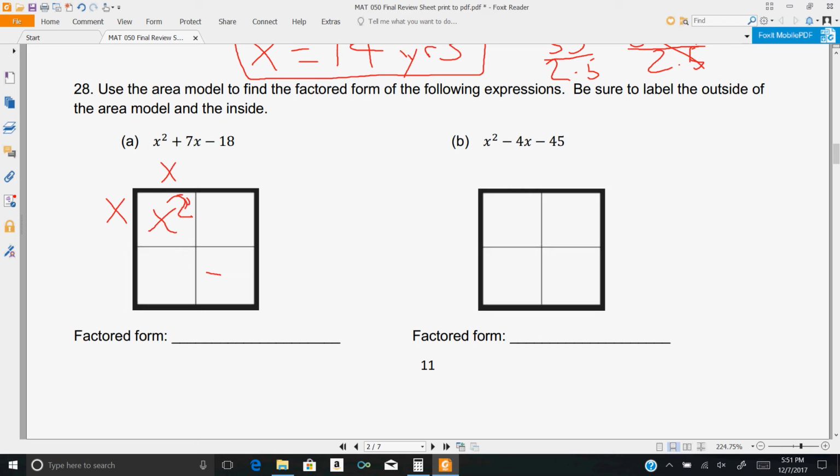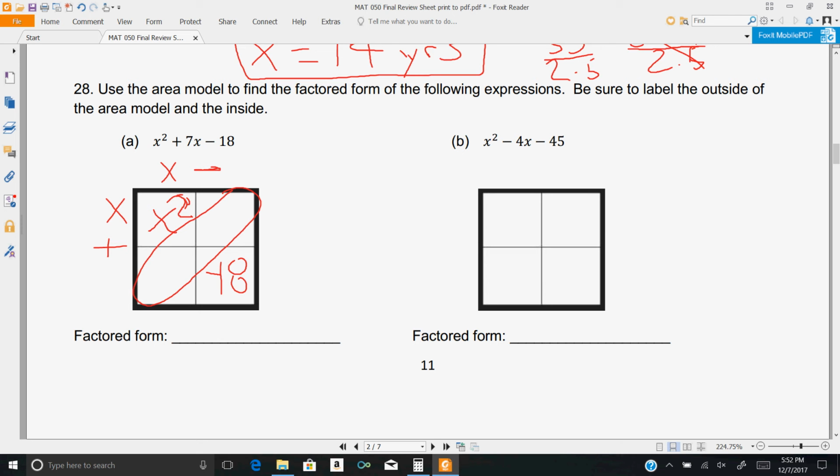And I know when I multiply the two numbers, I'm going to get negative 18. I also know, once I know these two numbers, I'm going to add those together because they're like terms. So I need to multiply to get negative 18 and add to get positive 7. So I know one of them is going to be negative and one positive, because that's the only way I can get a negative 18. So I'm going to put a negative up here and a plus down here.